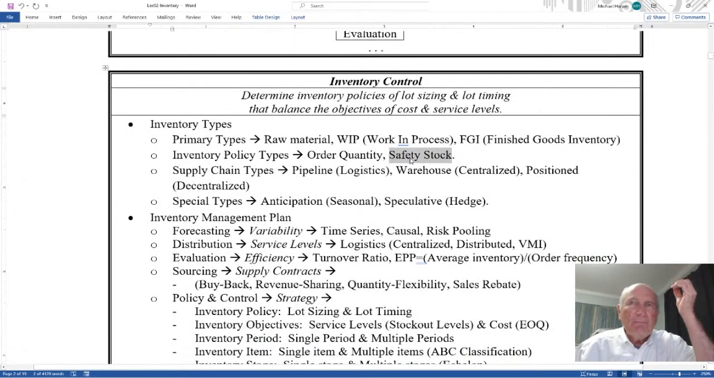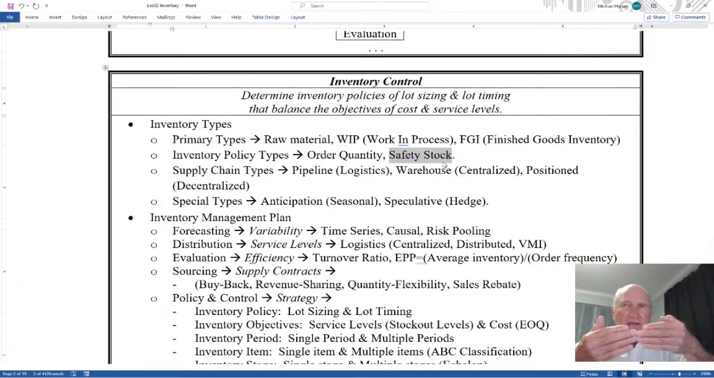Now, safety stock is a routine policy, and we'll get into that today, where you'll say, oh, I don't want to run out of inventory. And my demand sometimes is stochastic, it's random, and so instead of carrying just enough inventory to meet my demand, that demand could vary. So let me carry inventory to guard against stock out or running out of inventory.